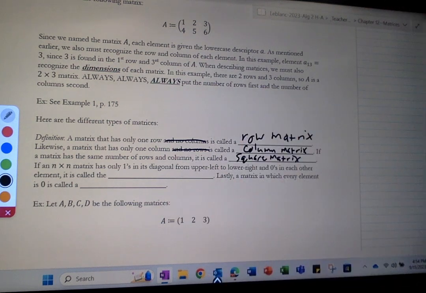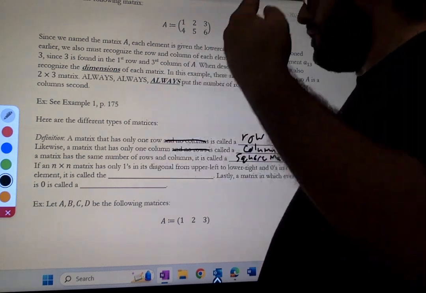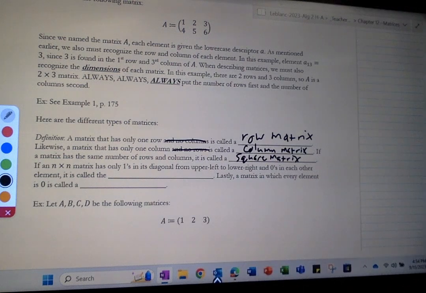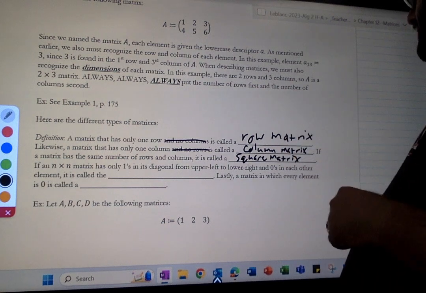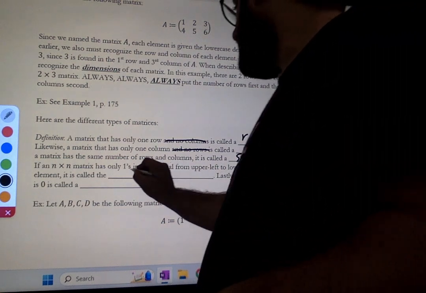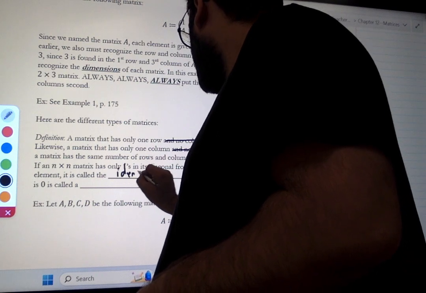So speaking of square matrices, if an n by n matrix, and that could be any dimensions, it could be 1 by 1, 2 by 2, 3 by 3, 4 by 4. If the n by n matrix has only ones in its diagonal from upper left to lower right and zeros in each other element, it's called the identity matrix.